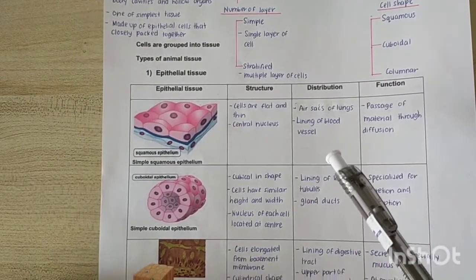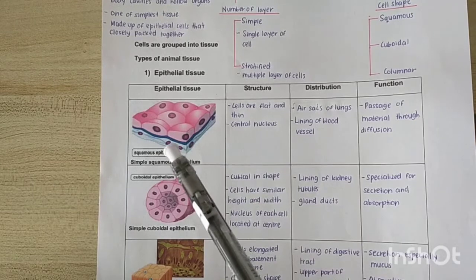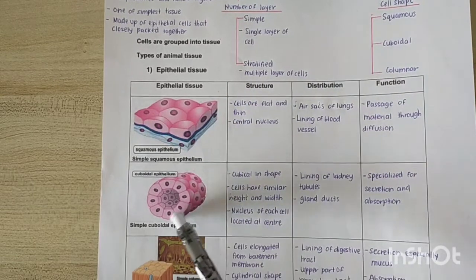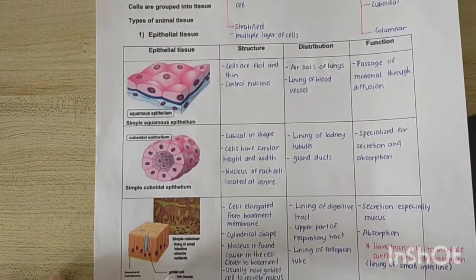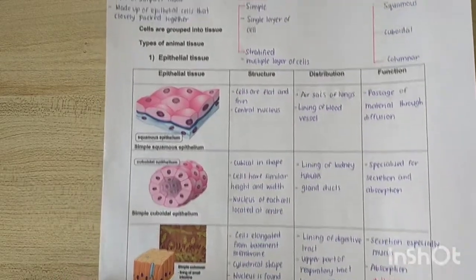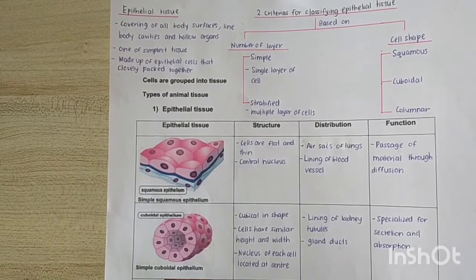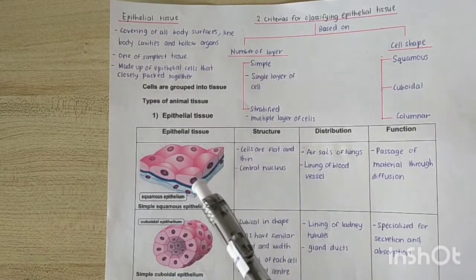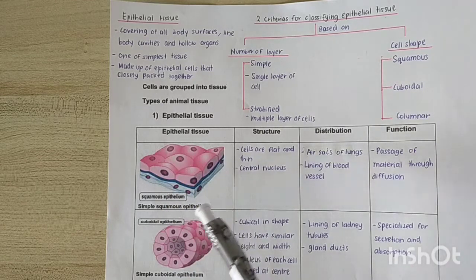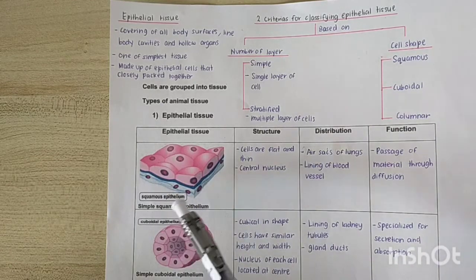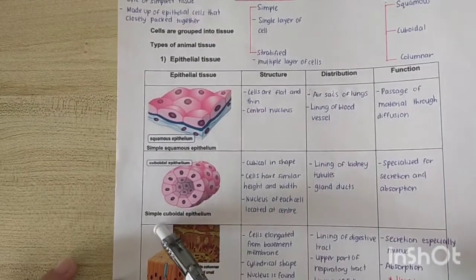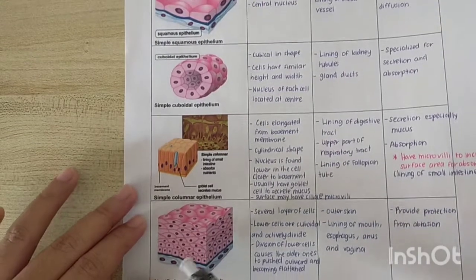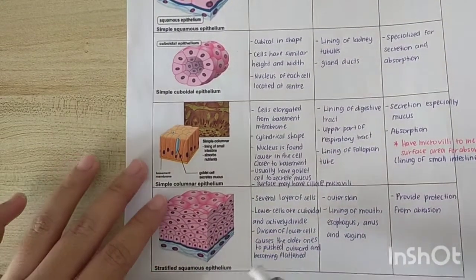Okay, so if you look at here, what is squamous? The shape of the squamous is like this. Later I will explain. So this is cuboidal, and another one, columnar. Okay, so now we look at the types of epithelial tissue. The first thing you have to know is the simple squamous epithelium, simple cuboidal epithelium, simple columnar epithelium, and another one, stratified squamous epithelium.